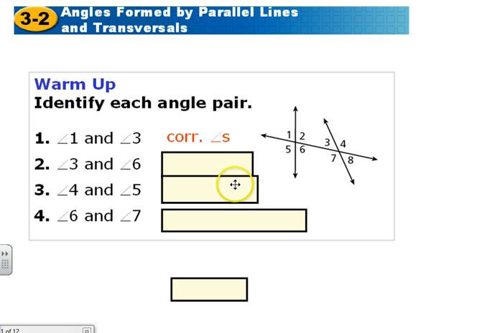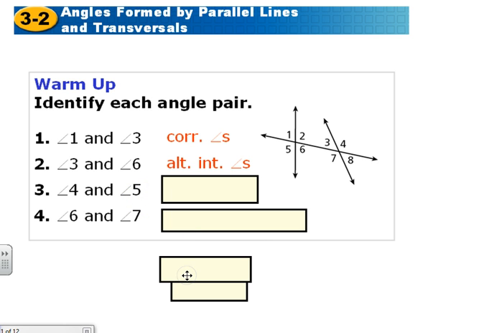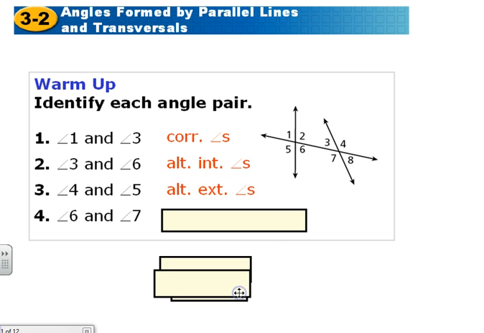Whichever way you want to look at it, they're oriented in the upper left, right? Angles 3 and 6 we would call? Alternate interior. Good job, alternate interior angles. Angles 4 and 5 are? Alternate exterior. Good job. And then 6 and 7 are? Same side. What's the other fancy way to say it?